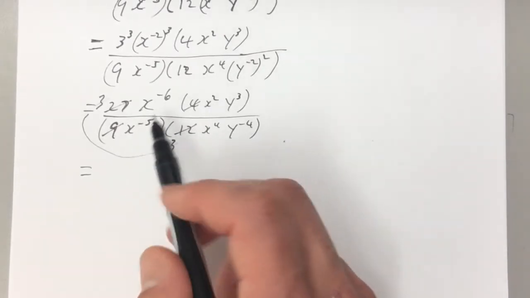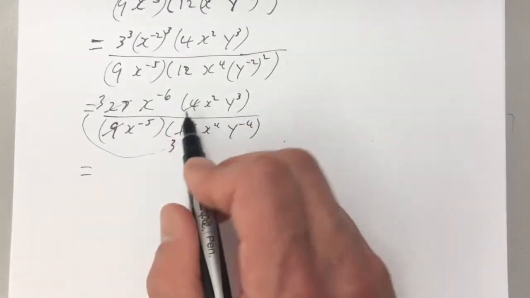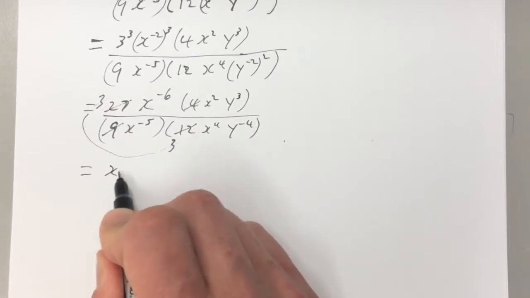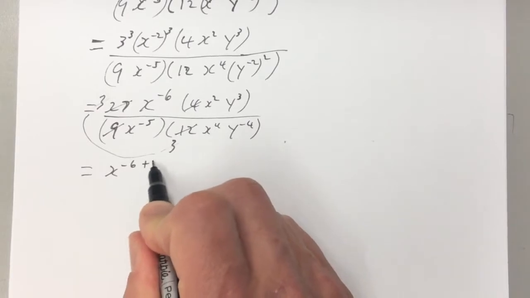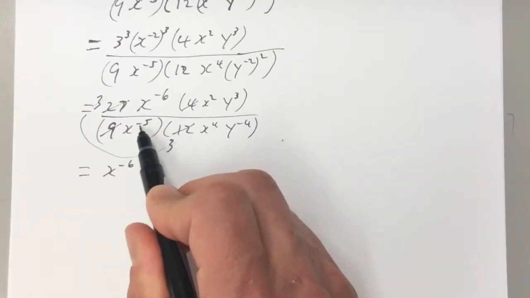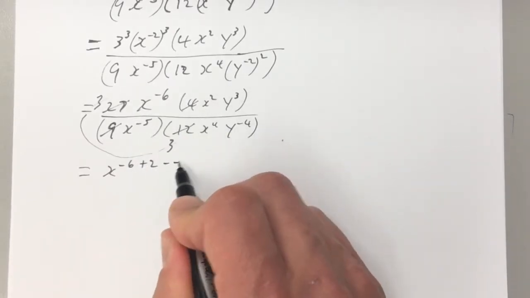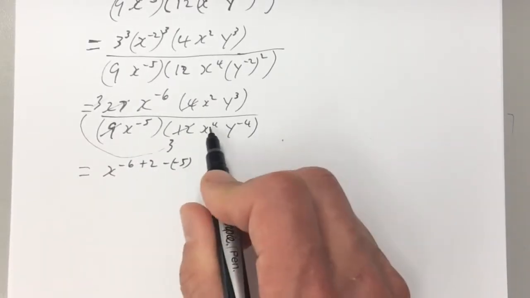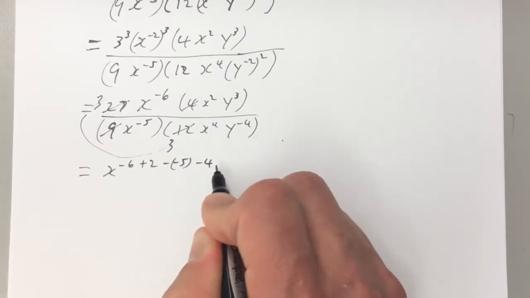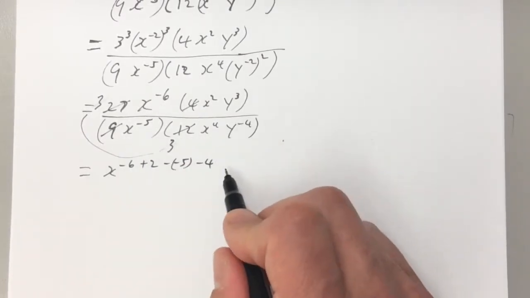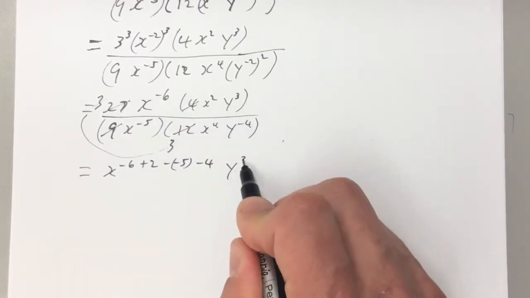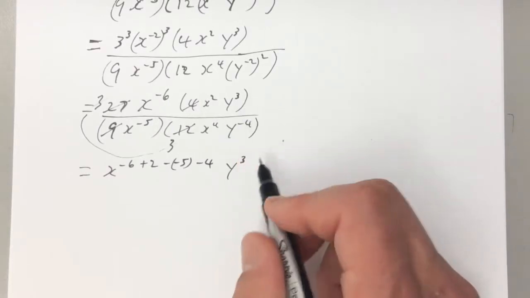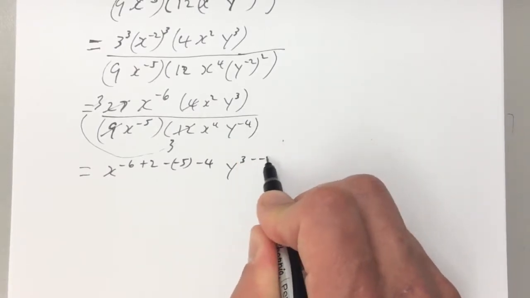Okay. Now, the x's, well, the x's on the top, you're going to add the power, so I'm going to write x to the negative 6 plus 2, and then I'm going to do minus negative 5, because x is on the bottom here, we're going to subtract, so minus negative 5, and then a 4, so minus 4. So that takes care of all the x's. Then we put the y in here, and we got a y to the 3 on the top, and a y to the negative 4 on the bottom, so minus negative 4.